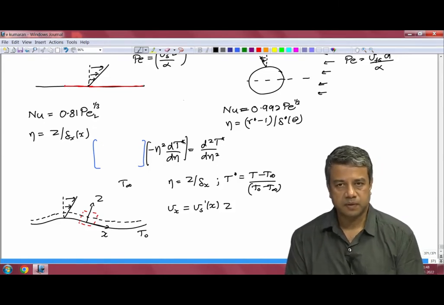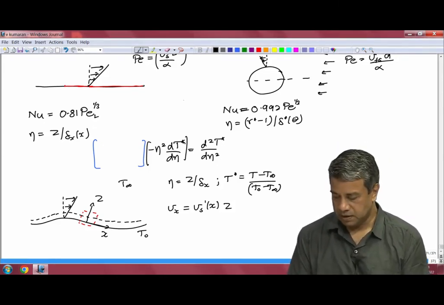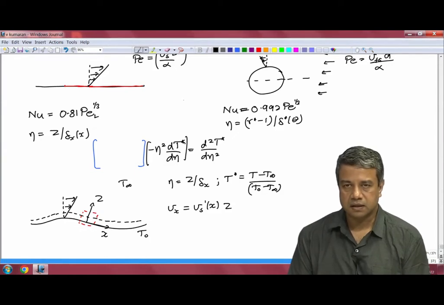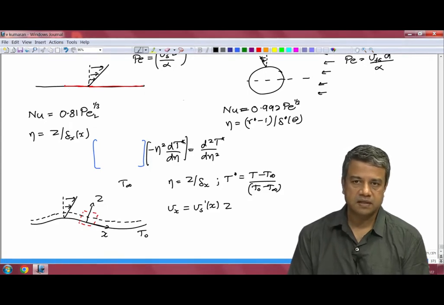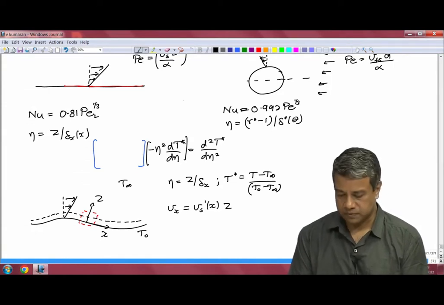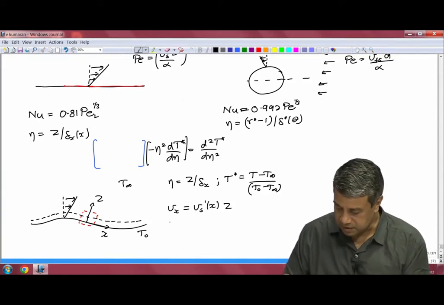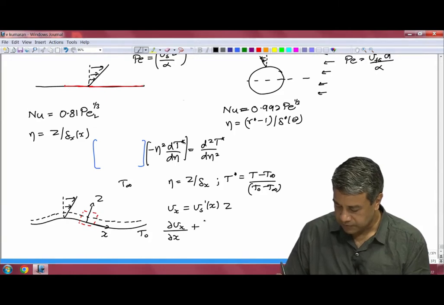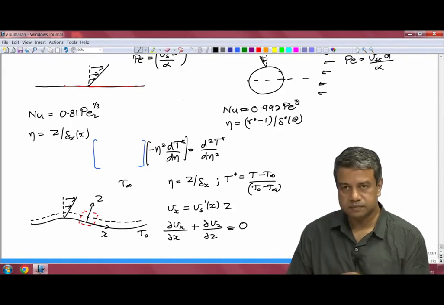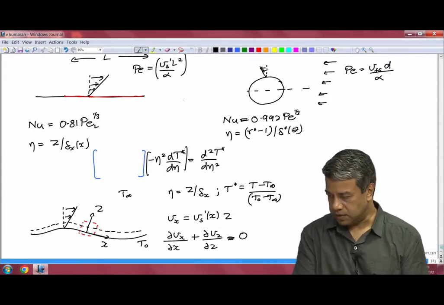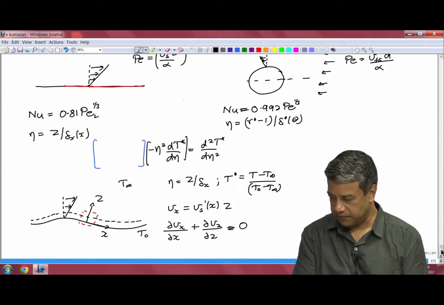What about the velocity perpendicular to the surface? We know that the velocity for an incompressible fluid has to satisfy the incompressibility condition, that is the divergence of the velocity is 0. In this particular two dimensional coordinate system, this implies that partial Vx by partial x plus partial Vz by partial z is equal to 0, in the two dimensional coordinate system that we are considering here.